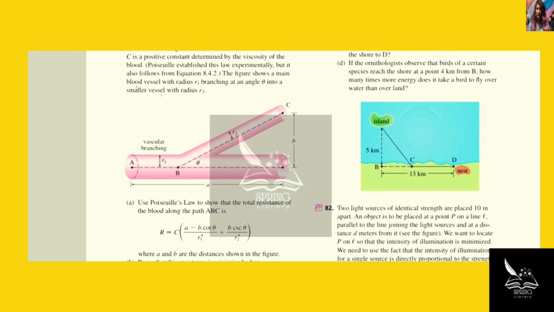The figure shows a main blood vessel with radius R1 branching at an angle theta into a smaller vessel with radius R2. The problem, part A: use Poiseuille's law to show that the total resistance of the blood along the path ABC is R is equal to C times (a minus b cotangent theta) over R1 to the power of 4 plus b times C cosecant theta over R2 to the power of 4.